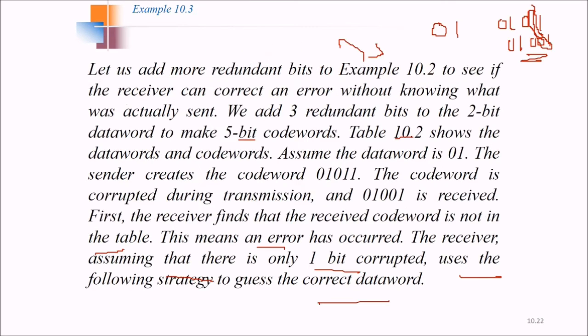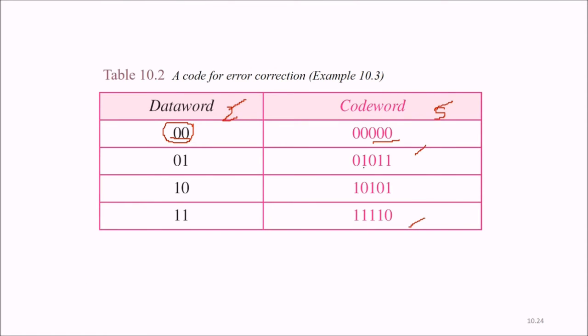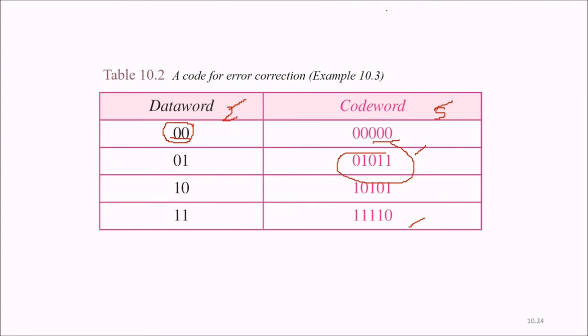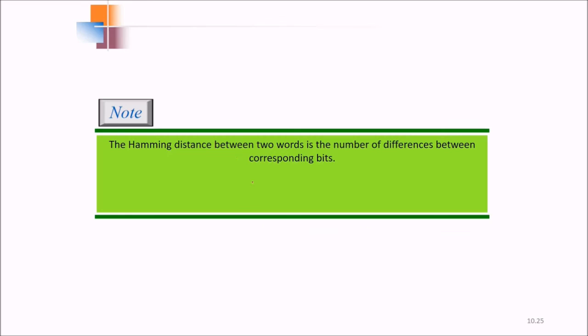That means this one. So the original code word is the second one in the table, because there is only one that differs from the received code word by 1 bit. So the receiver replaces 01001 with 01011 and consults the table to find the data word. What is it for 01011? It is 01, and this is what we have actually sent. This is how we use different techniques, adding redundancy, to find the actual correct code.